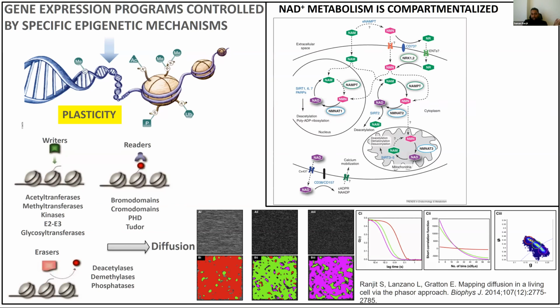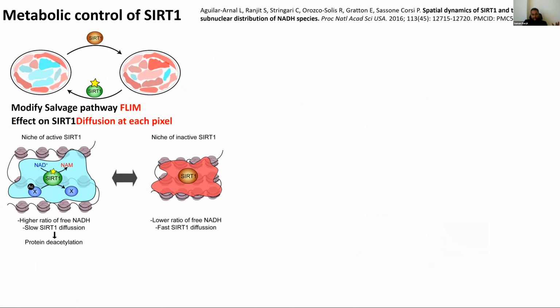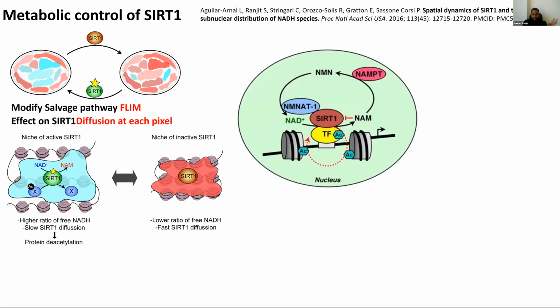So if we can, by modifying the SIRT, change that metabolic behavior, can we see it? Or if we can modify the metabolic behavior, can we look back at the SIRT1 activity? So that's exactly how we can study NAD metabolism in the nucleus and how we can correlate it with SIRT1 dynamics. So we looked through the phasor and FLIM of NADH, and the idea again is SIRT1 when it's bound is active, when it's freely rotating is inactive, and looking at that we should be able to see.